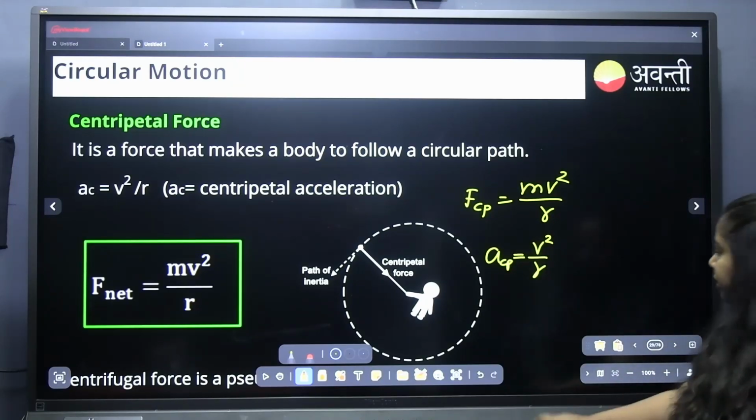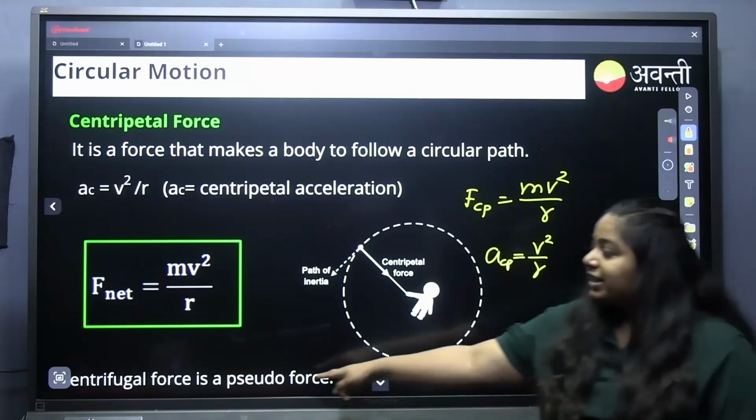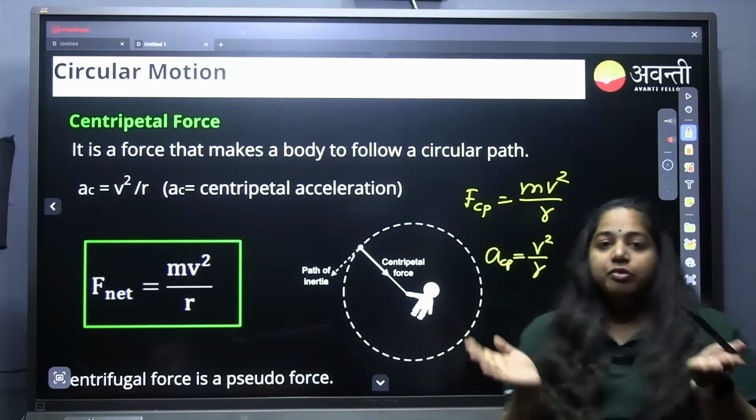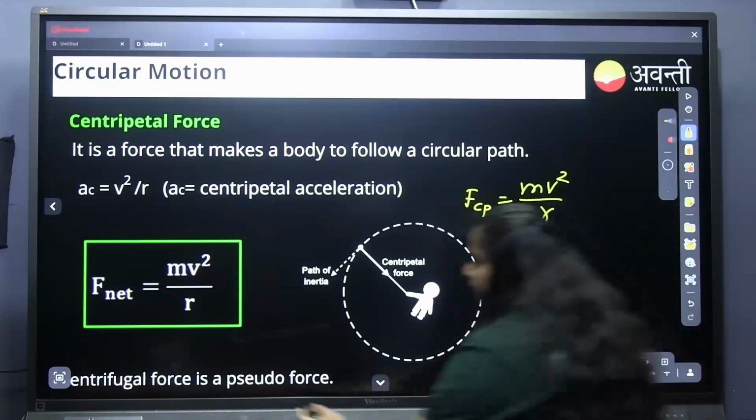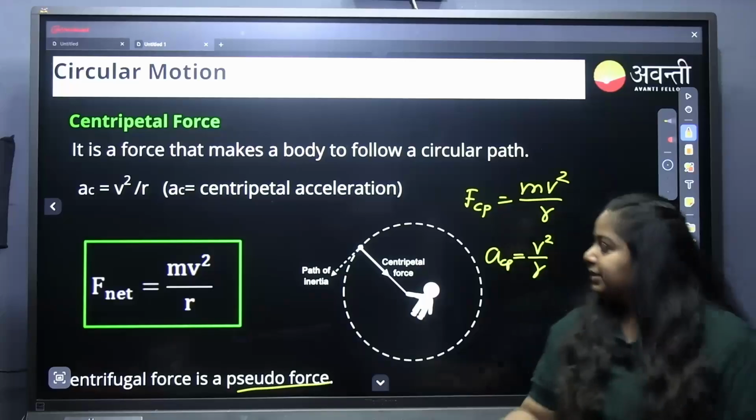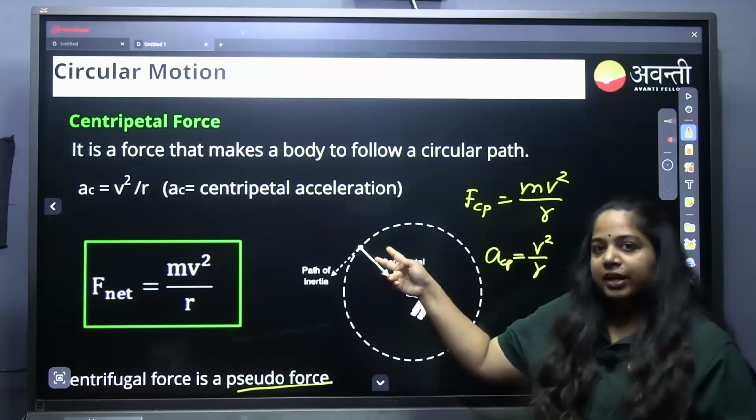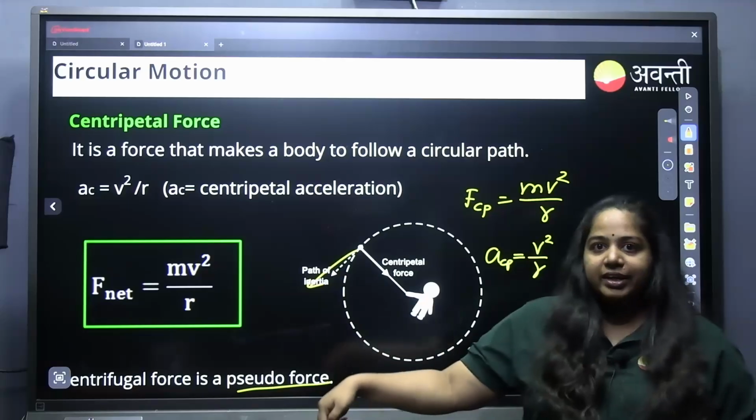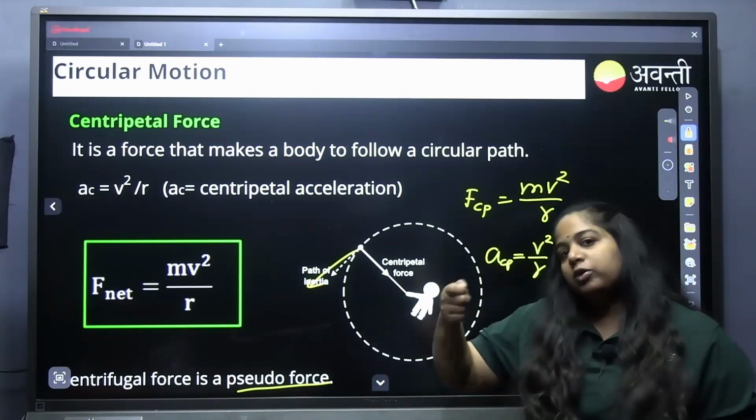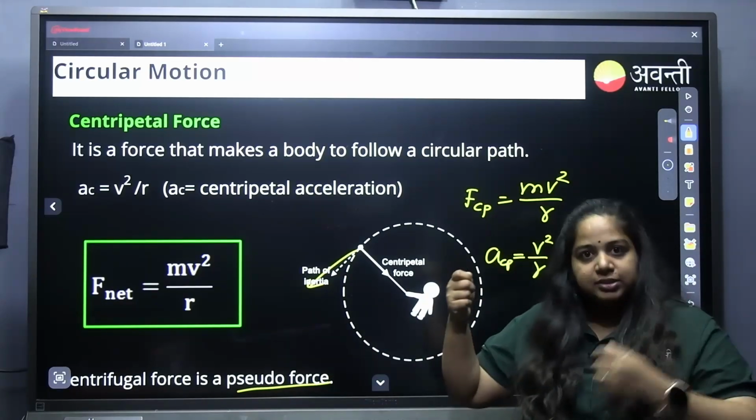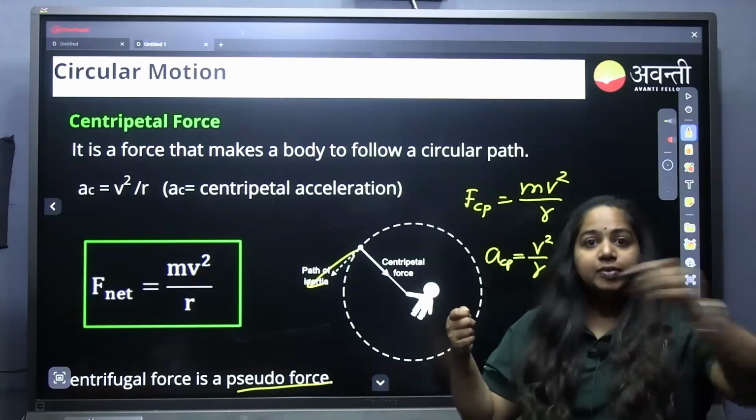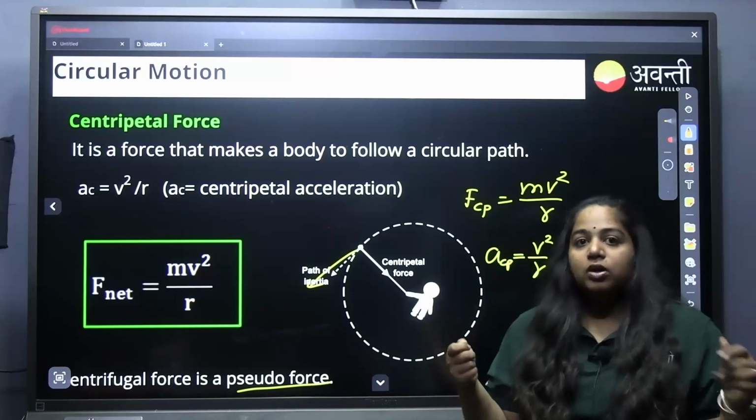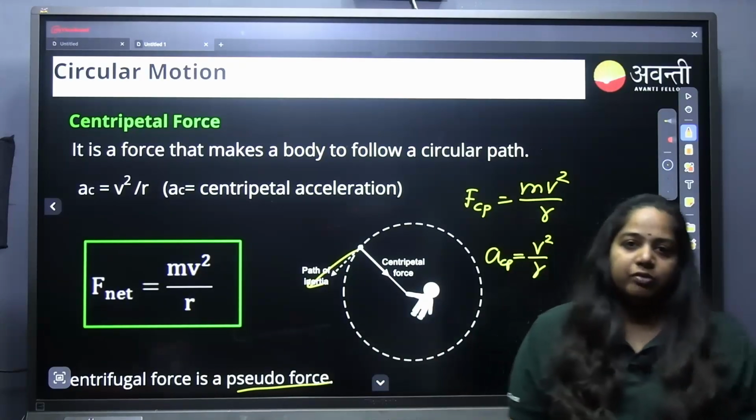Okay. Then there is another force called centrifugal force. Centrifugal force is a pseudo force. Pseudo force means if you suddenly cut the string, what will happen? It will go outside, right? Even though we are pulling it towards the center through the string, once the string is cut, it will go outside because of this pseudo force called centrifugal force.